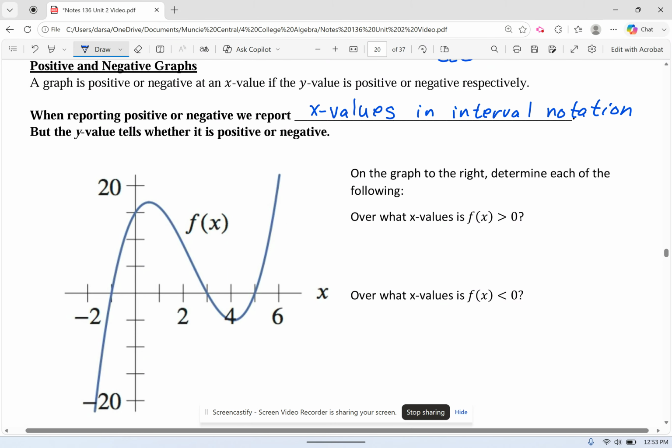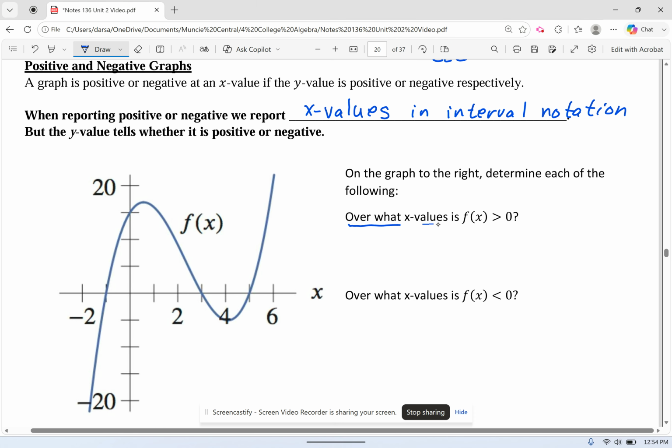So let's look at a really good example of how they're going to ask these questions and what our answers should be. The questions are going to look like this. Over what x values is f of x greater than 0? So let's first decide, are they asking about positive or negative? f of x is the y value, and we want it to be greater than 0. If something is greater than 0, are they asking for positive or negative? Well, greater than 0 is asking, where is the y value positive?